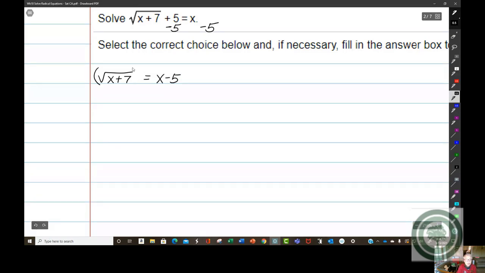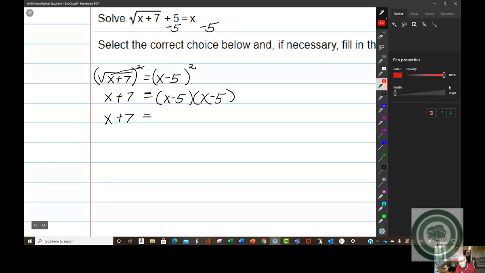So now we square the whole left side and we square the whole right side. And on the left side, we break these guys out of jail, which gives us x plus 7. And over here, I'm going to have to FOIL that. So x plus 7, or I should have said multiply. Let's try this.